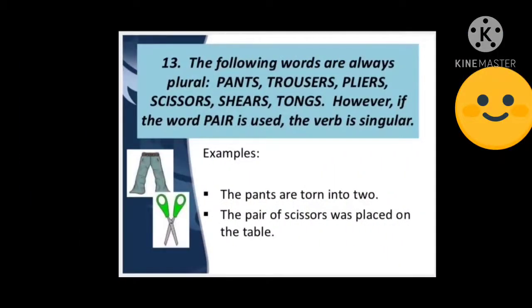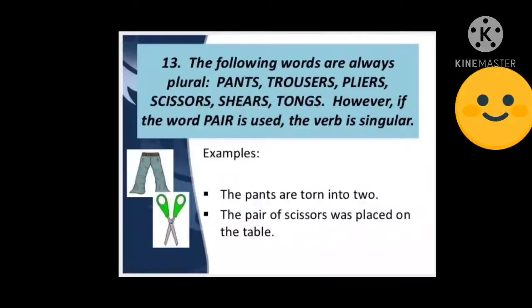Let us see the 13th rule. The following words are always plural: pants, trousers, pliers, scissors, shears, tongs. These are always plural and take a plural verb after them. However, if the word pair is used, the verb is singular. For example, the pants are thrown into two, because pants, trousers are always taken as a pair together. But if the phrase the pair is added before these nouns, then we go with singular.